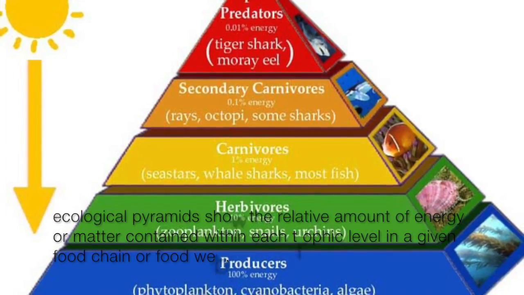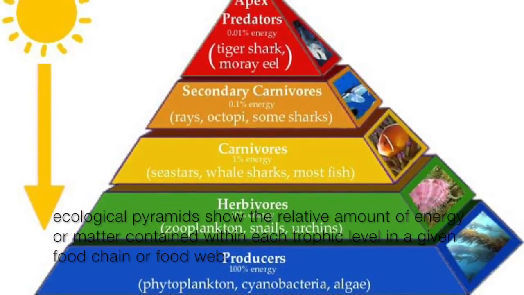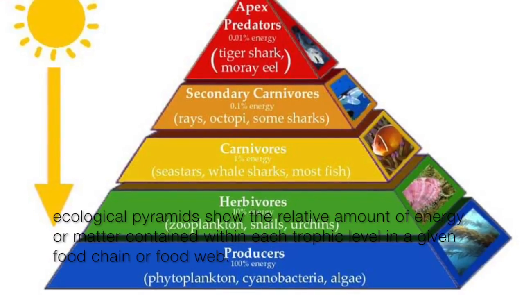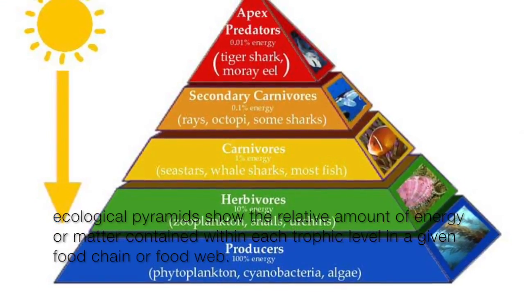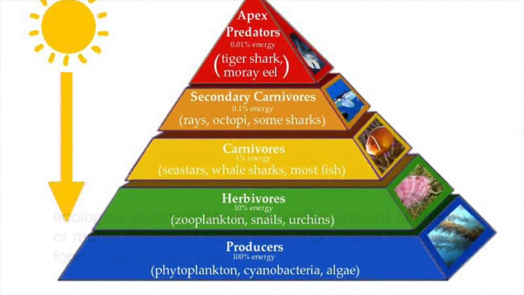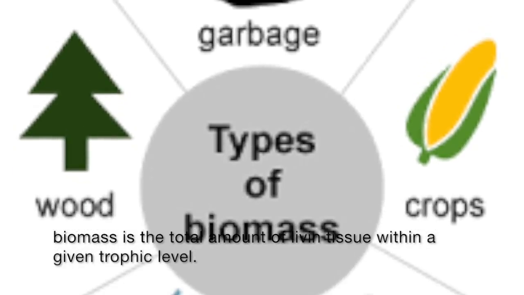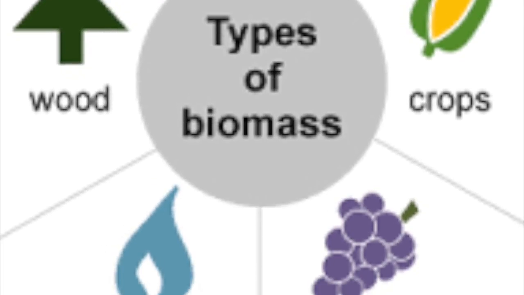Ecological pyramids show the relative amount of energy or matter contained within each trophic level in a given food chain or food web. Biomass is the given amount of tissue within a given trophic level.